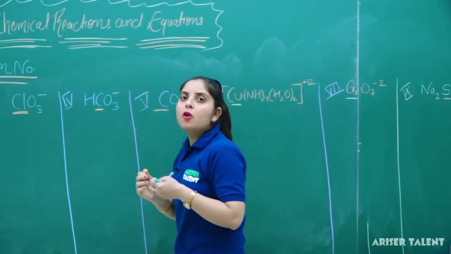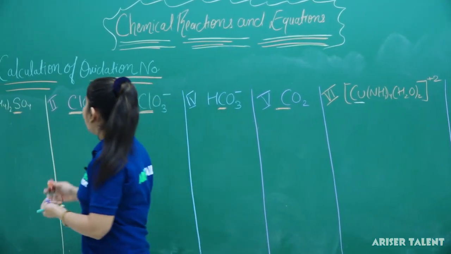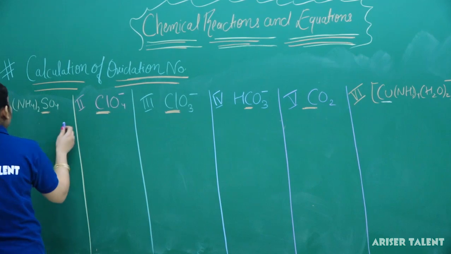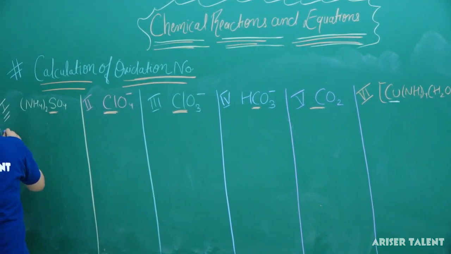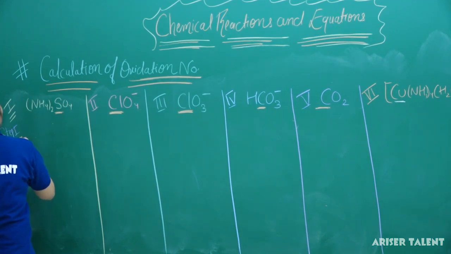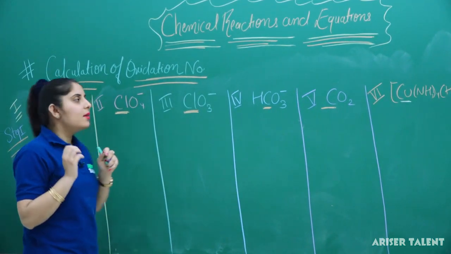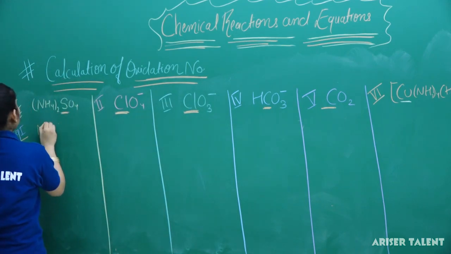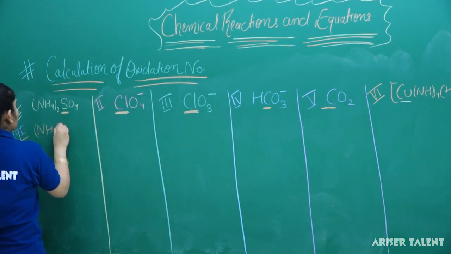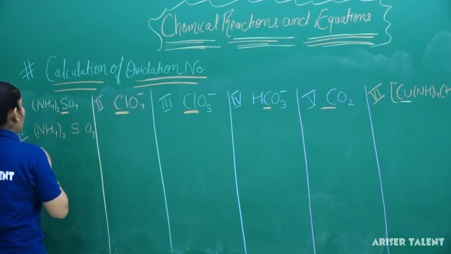Now we will follow again the similar steps that we have followed in the previous questions and try to find the oxidation state of the following elements. Now again we have our step number 1. Our step number 1 is we will write the individual elements. So the individual elements are (NH4)2, S and O4.